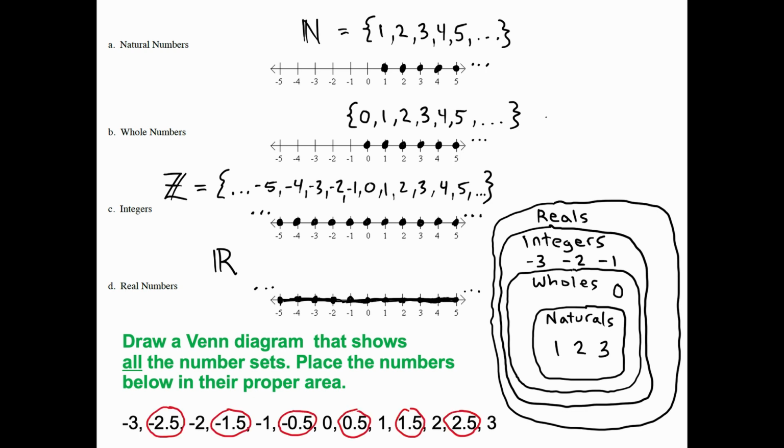These numbers belong in the outer ring. They're not naturals, and they're not wholes. They're also not integers. But they are real, so they belong in the outer ring.